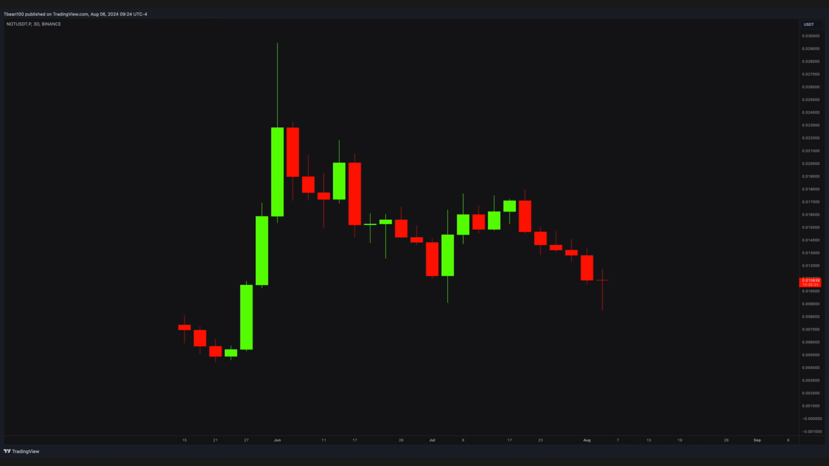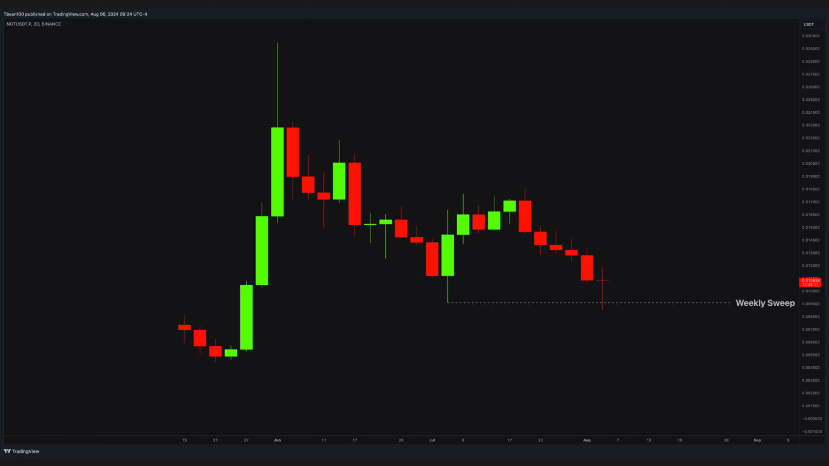I want to talk about this NOT/USDT trade today because it is extremely important to understand some real trading lessons here. This lesson will save your trading life. Let's start with the top-down analysis as usual.